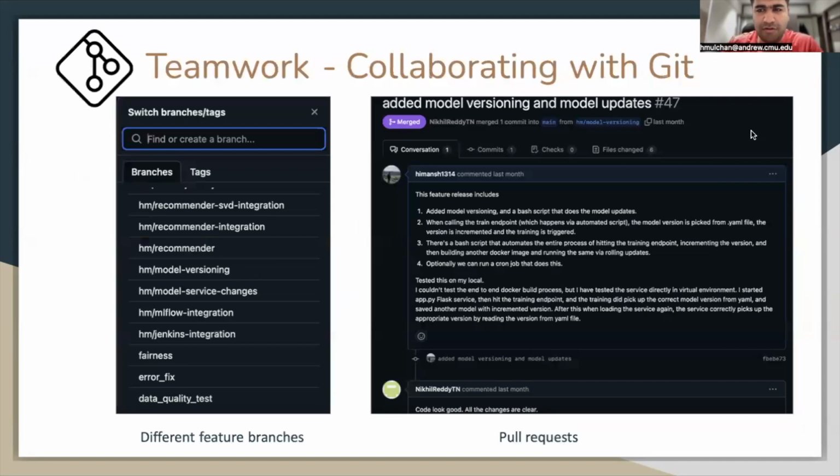We collaborated using Git. All our development happened on GitHub. We created different feature branches for all the features. And once individual teammates were done developing the features, the teammates would raise a pull request with all the feature notes, as you can see.